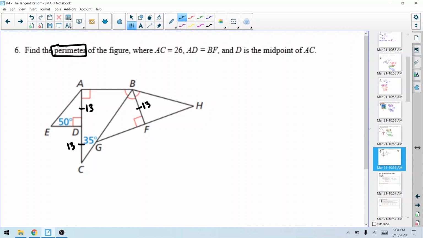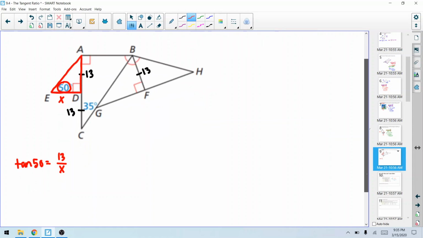Okay, so why don't we start with this guy over here that I'm going to outline in red. First of all, I'm looking at the 50-degree angle. If I go to the opposite side, I'm looking at a 13. If I go to the adjacent side, I'm just going to, for right now, mark that with a little x. So tangent of 50 degrees is opposite over adjacent. And that's just going to find me that little x.